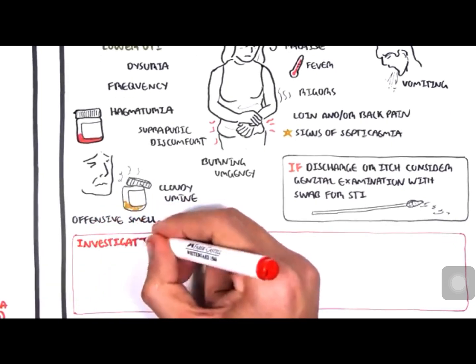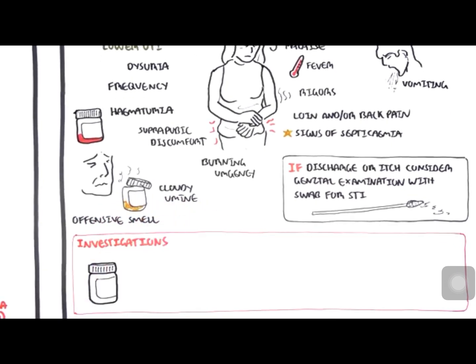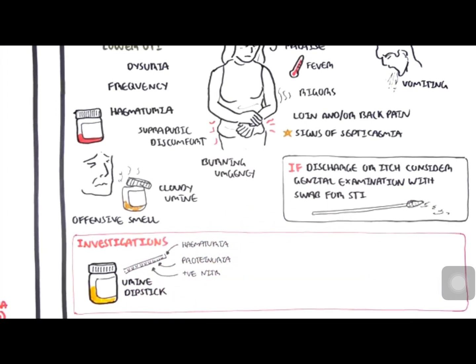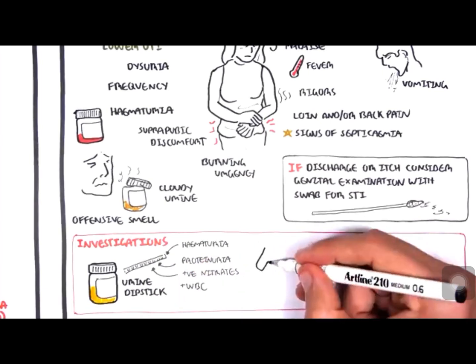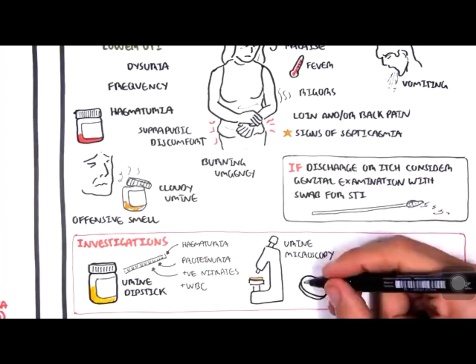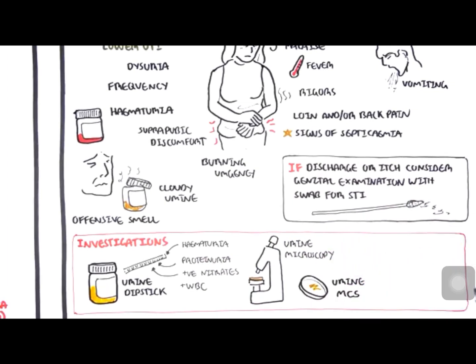Other investigations that are performed, importantly a urine dipstick, which will show hematuria, proteinuria, positive nitrates, and the presence of leukocytes. Urine microscopy can be performed, as well as a urine microscopy culture sensitivity. Bloods include full blood count to check for infections, CRP, beta HCG serum to check for ectopic as a differential diagnosis, especially in a young female adult.